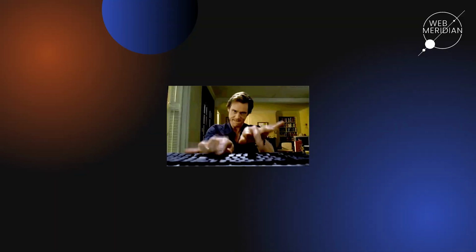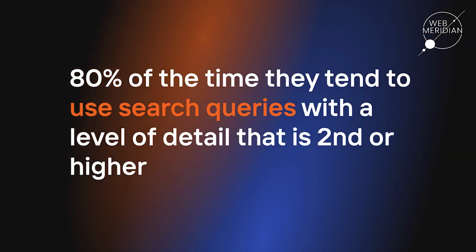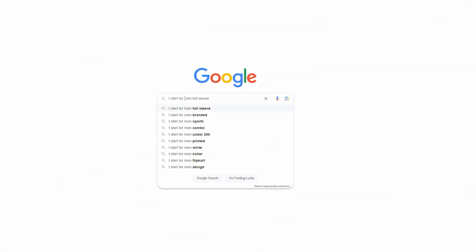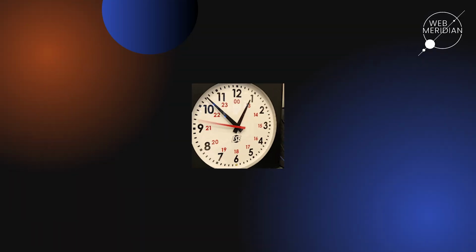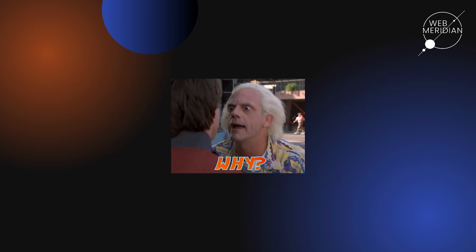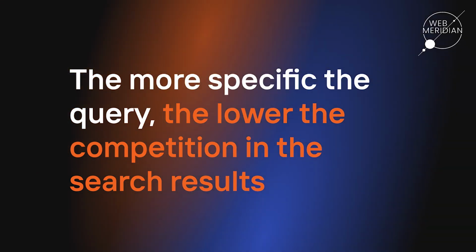Therefore, when people search for something, 80% of the time they tend to use search queries with a level of detail that is second or higher. And if you're an online shop owner and ignore this fact, it means you're getting only 20% of the website traffic and losing 80%. Crazy. For users, such queries are important and very helpful because they convey to the search engine what specifically a user needs, thereby saving the user's browsing time. For online store owners, such queries provide an opportunity to quickly reach the top 10 positions on Google. Why? The more specific the query, the lower the competition in the search results because many websites have technical issues that prevent them from appearing on the search result page.